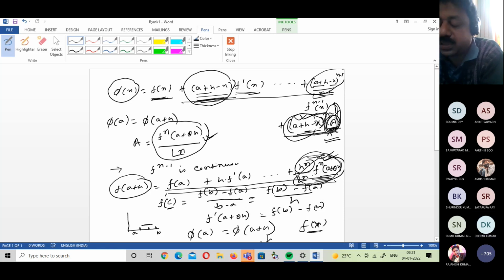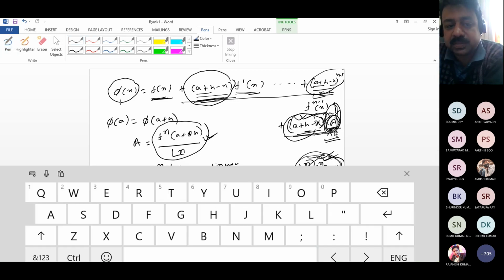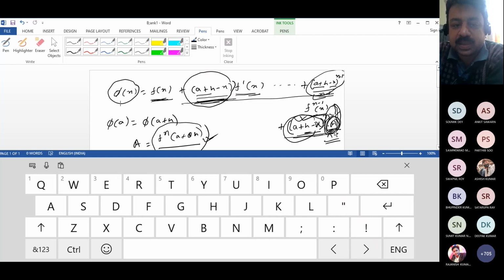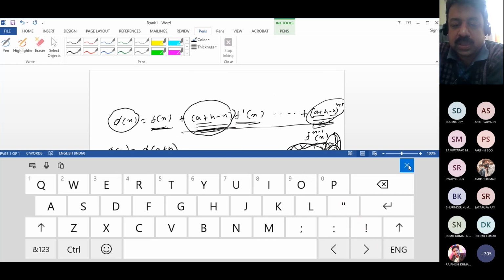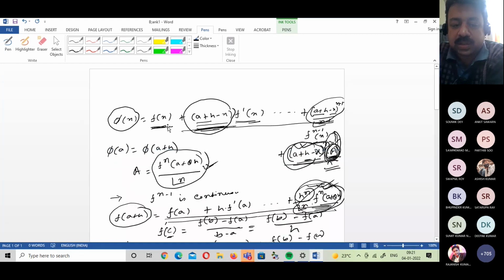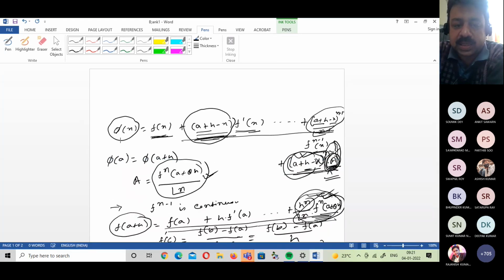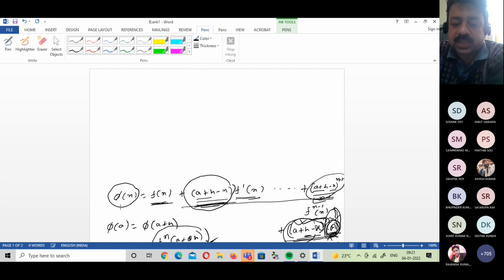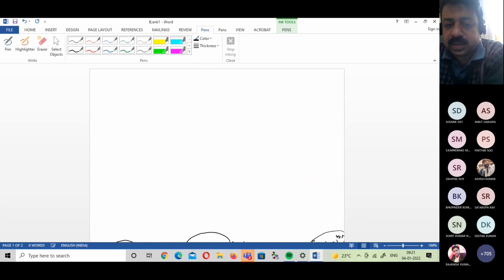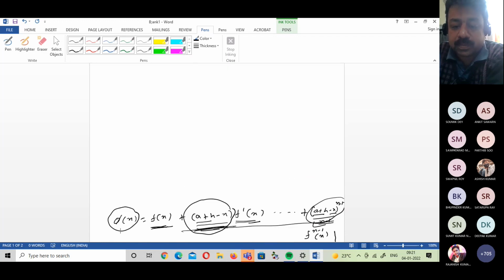The same formula can be used for Cauchy's remainder also. The same logic. Nothing more, no need to know more. Just this same formula can be used to get the concept of Cauchy's form of remainder. Sir, if I put here n equal to 0, it will give LMVT, the Lagrange mean value theorem.